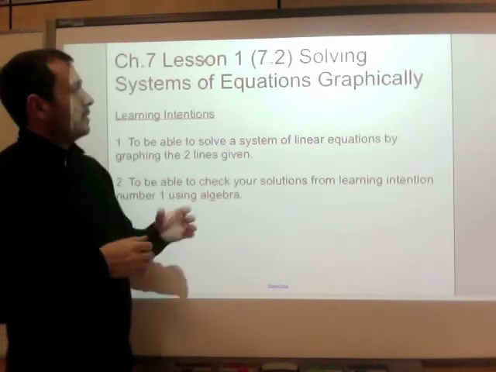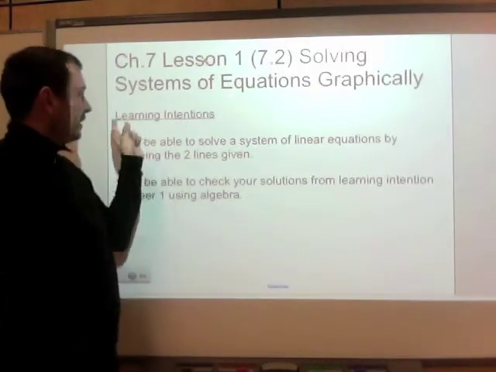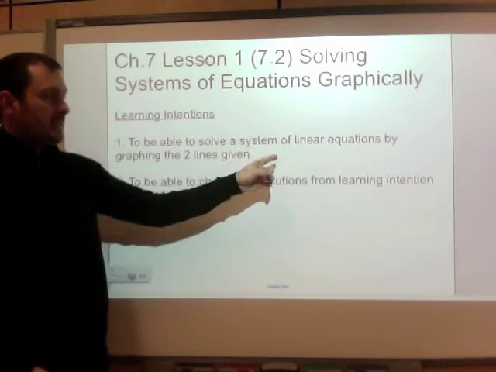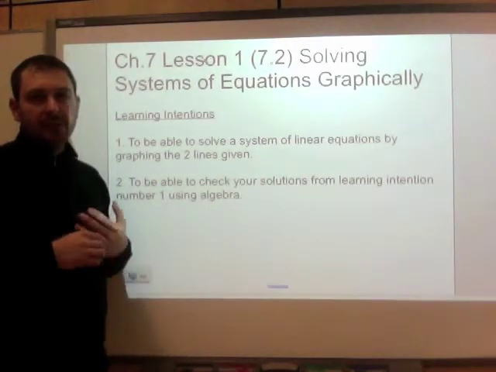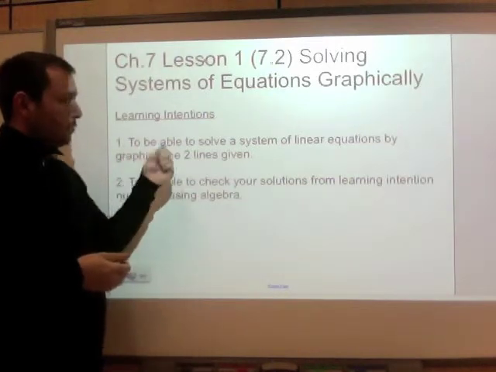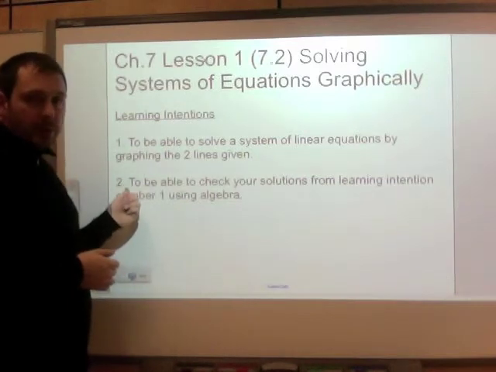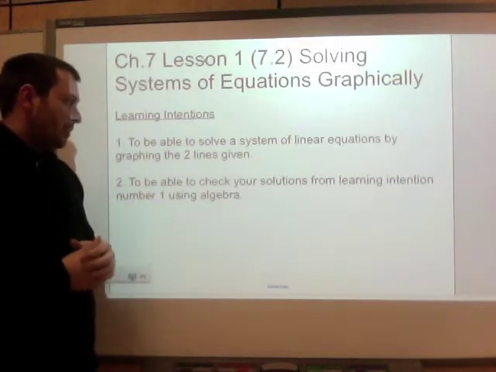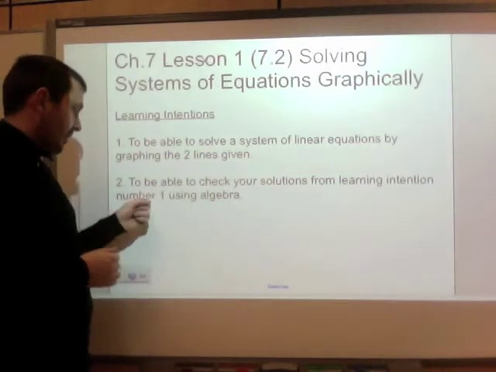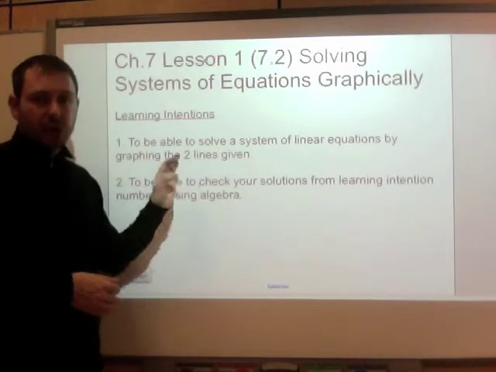So, what we're doing today is we're solving systems of equations graphically. And the learning intentions, what you're expected to understand by the end of this, is first, to be able to solve a system of linear equations by graphing the two lines. So in chapter 6, we graphed lines over and over, and now we're going to use those graphs to solve a system. And the second one is to be able to check your solutions, so the solutions you get from learning intention number 1, using algebra. So you should be able to solve it and then check your work.